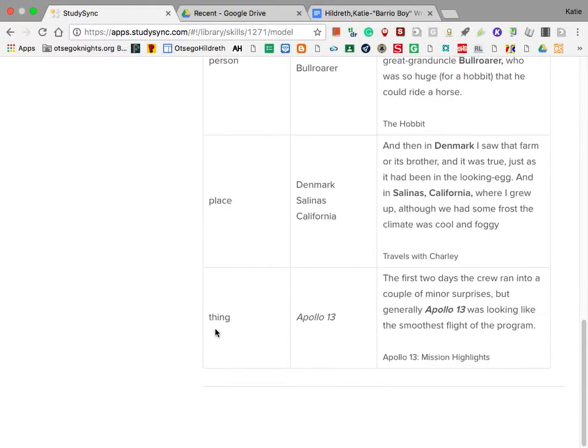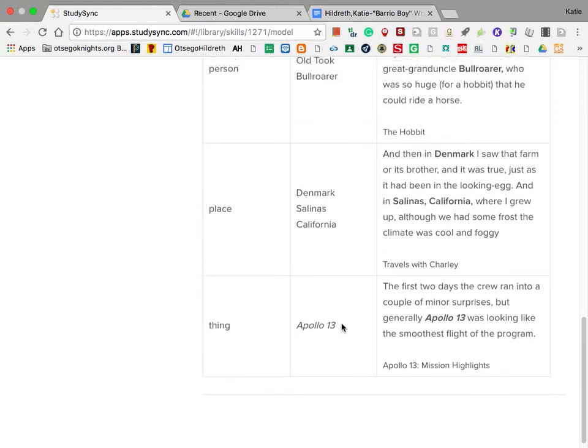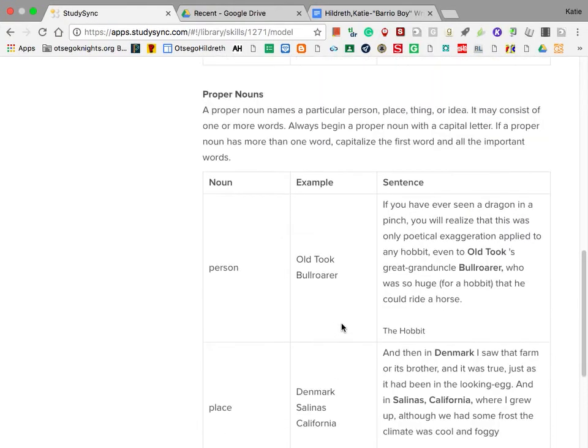Okay, the last one is thing, and an example would be Apollo 13. The first 2 days, the crew ran into a couple minor surprises, but generally Apollo 13 was looking like the smoothest flight of the program. So it is a specific thing, so that's why we capitalize the A in Apollo, and we have our number 13. Okay, so what notes do you have to include for proper nouns?